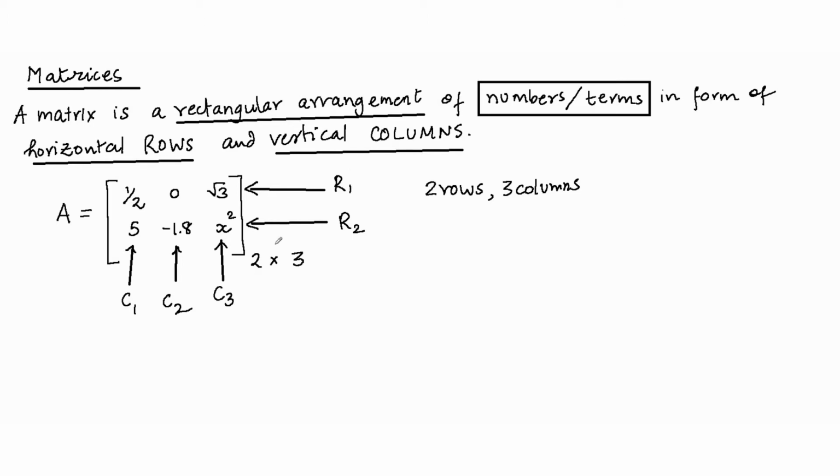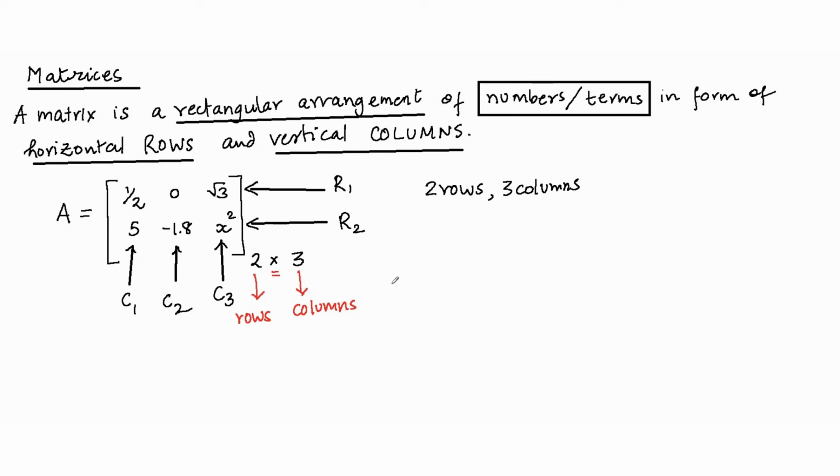Now, please understand that this is not multiplication. It is the symbol for by. So, don't simplify 2 into 3 as 6 over here. What it means is I always write the rows first. So, the number of rows is 2 and the number of columns here is 3, which is why the order of this matrix is 2 by 3.